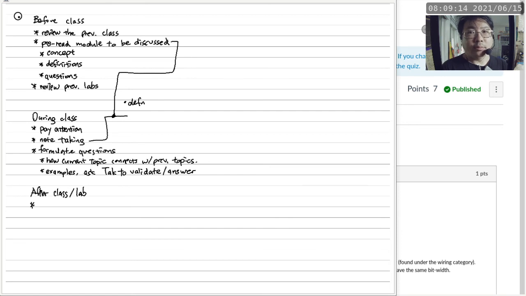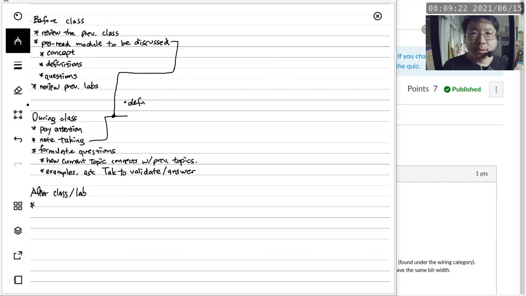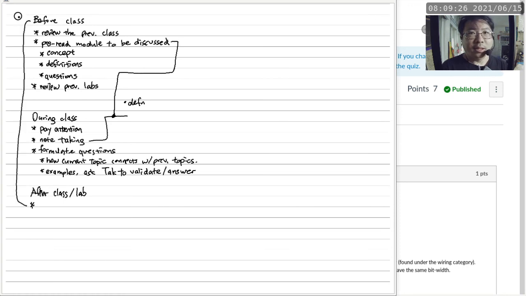But sometime before the next class, this is a loop. It is a loop because you have to go back and review what we have talked about before. That really is important, because it is you reinforcing your understanding of the material.